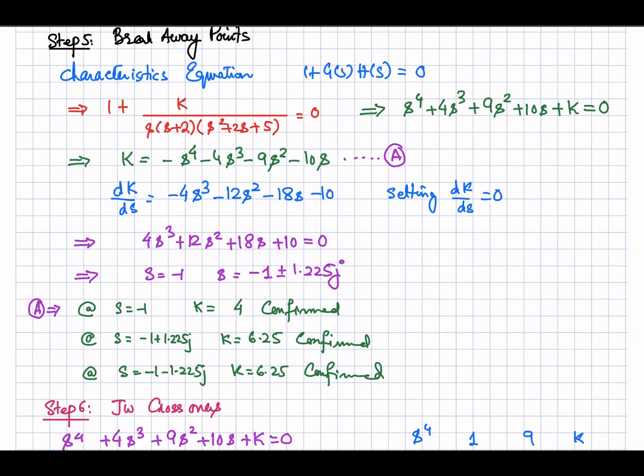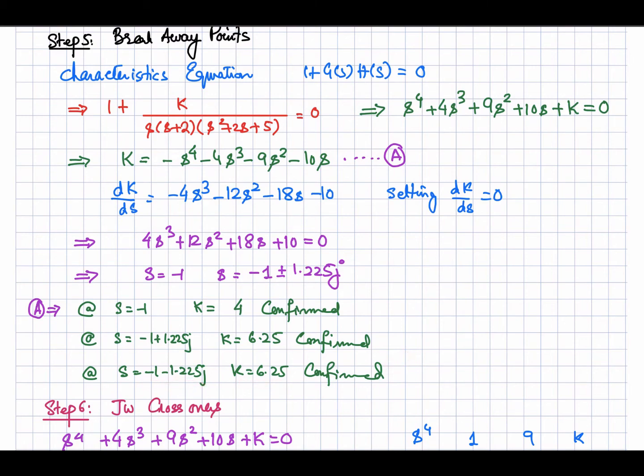Now if we check at s equal to minus 1, k is equal to 4. K is obtained from this equation, taking s equal to minus 1. It is positive, so it is a confirmed breakaway point. Similarly, if we take s equal to this one, you will get 6.25, which is positive, so it is also a confirmed breakaway point. And similarly, for s equal to minus 1 minus 1.225j, k is equal to 6.25, it is also confirmed.